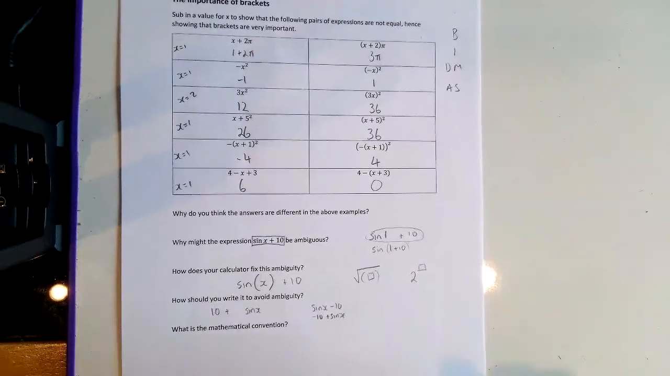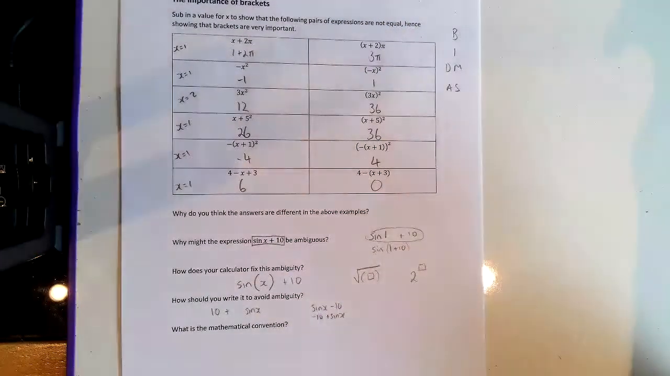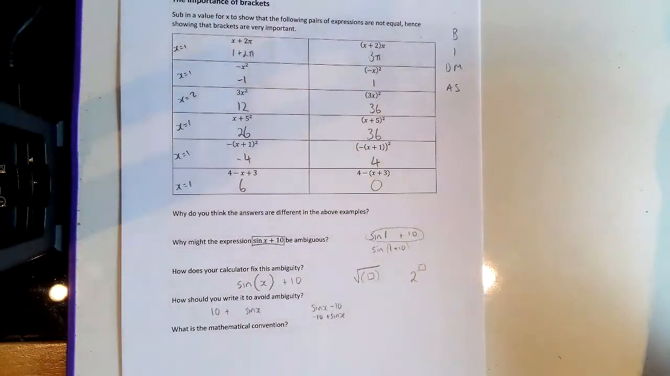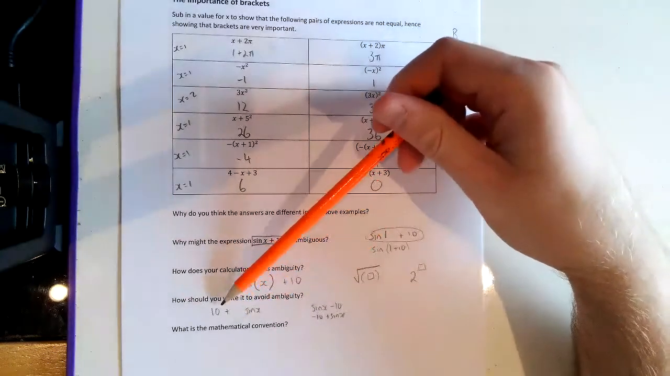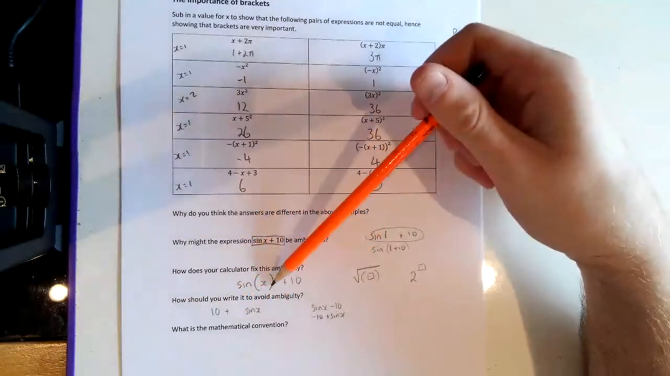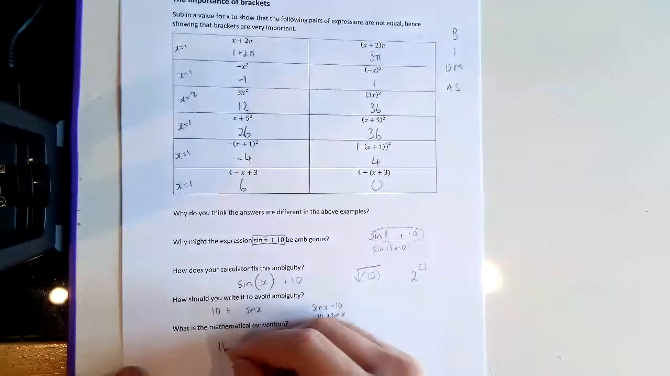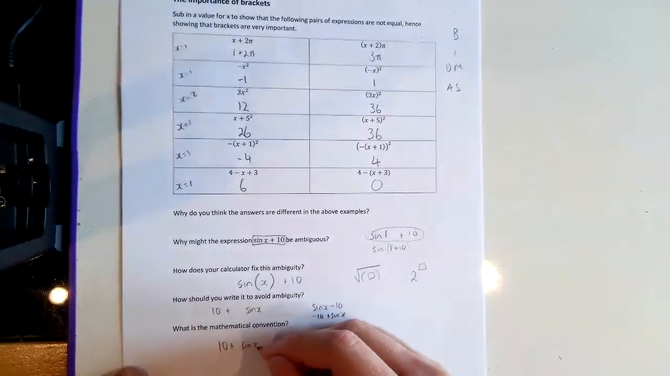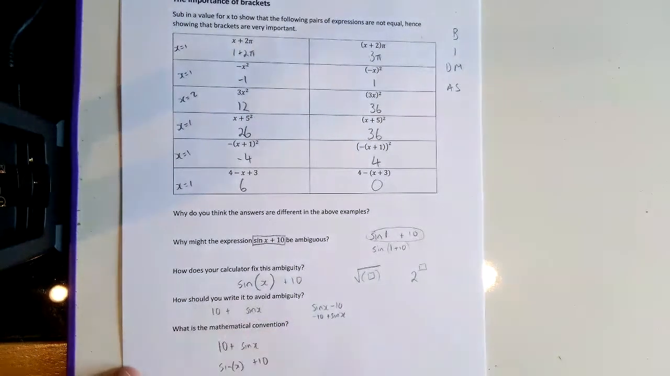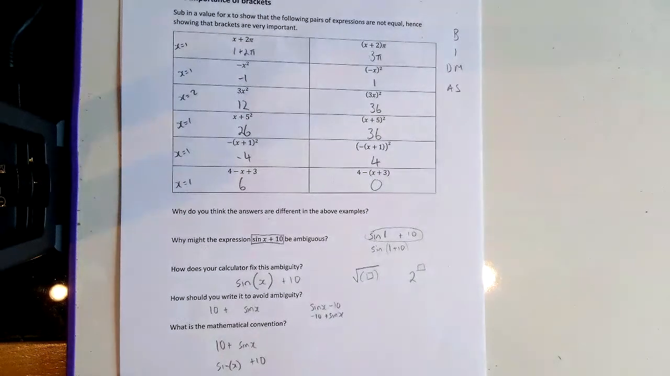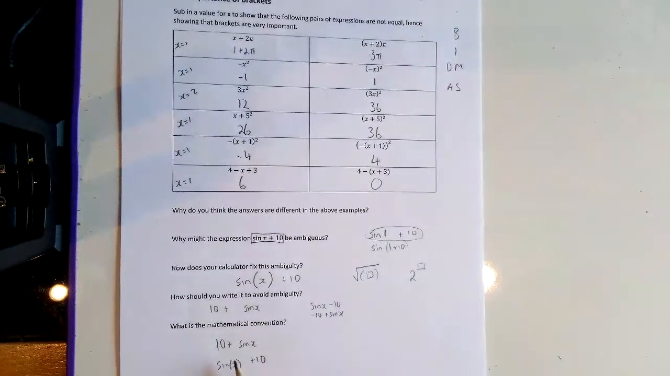And what's the mathematical convention? Well, the mathematical convention is we try and put the numbers at the front, like we just said, or we can use brackets. So either 10 add sine x or sine x add 10. So the convention would be that we either use brackets to show it's a function, or we put the numbers in the front.